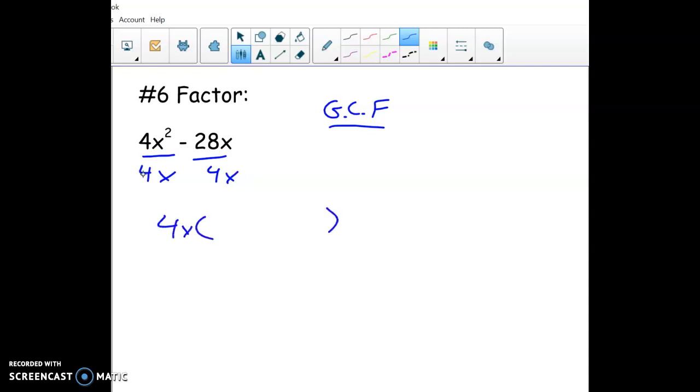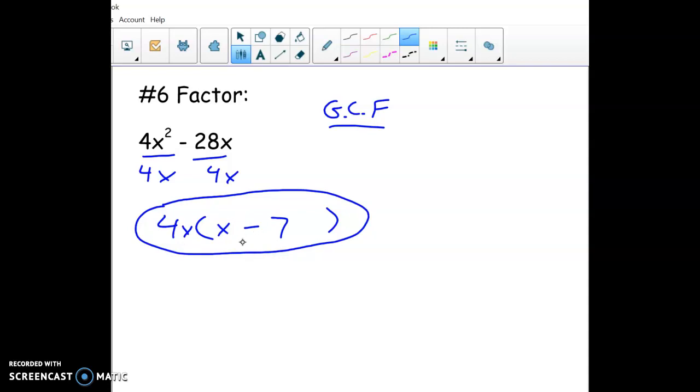Okay, and so what I'm left with is take out the 4, take out an x, a minus symbol, and then divide by 4, take out an x, so we get 7, right? And so that is our factorization. That's it. This doesn't factor any further, so we're kind of done, other than it looks kind of sloppy and it bothers me, so I'm going to clean it up a little bit.